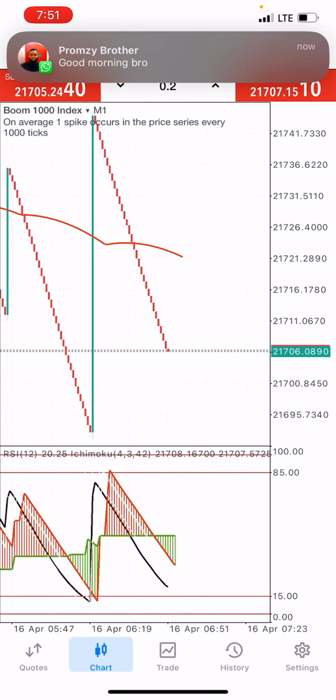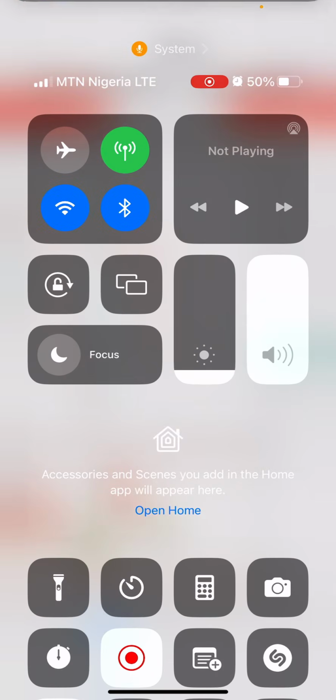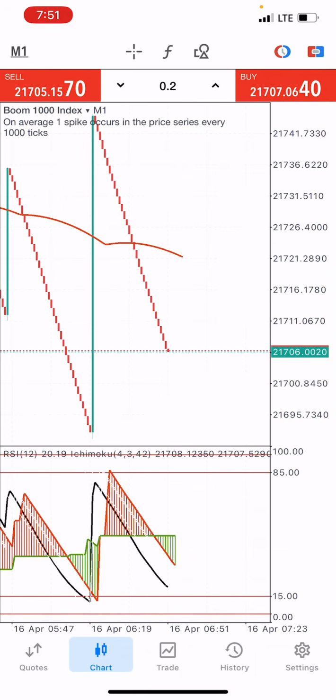Today I'm showing you guys this strategy and also giving the settings, everything you need to know about this strategy or the parameters for this strategy.